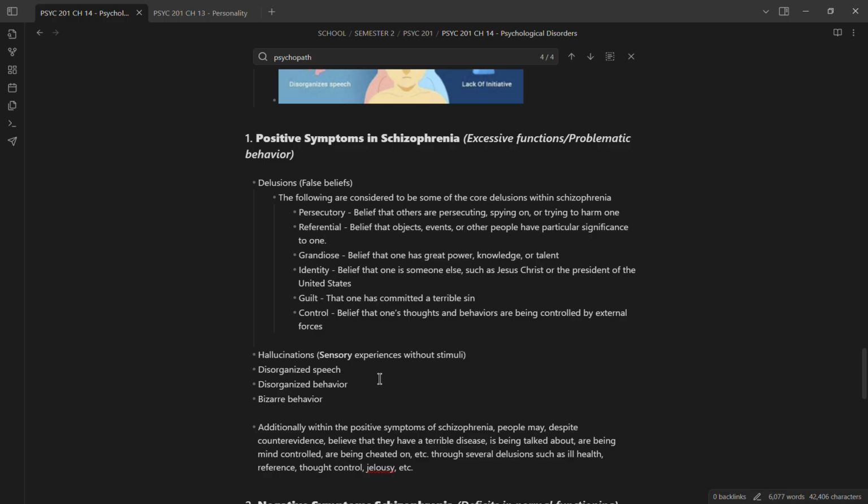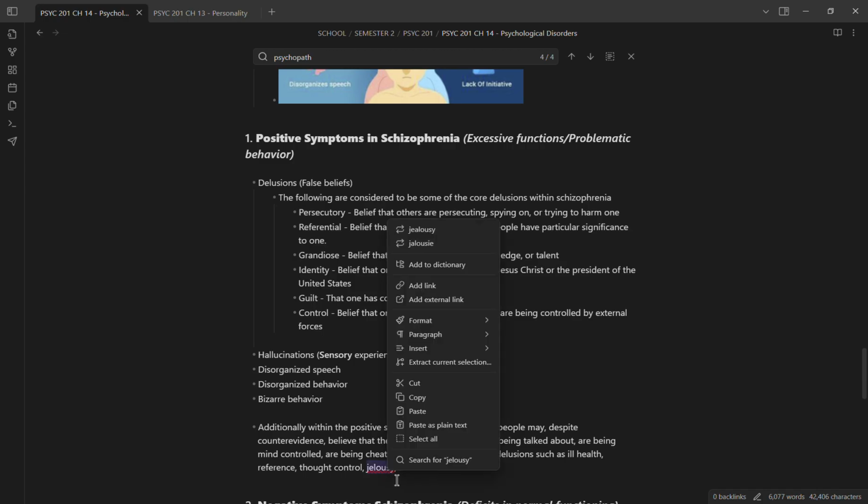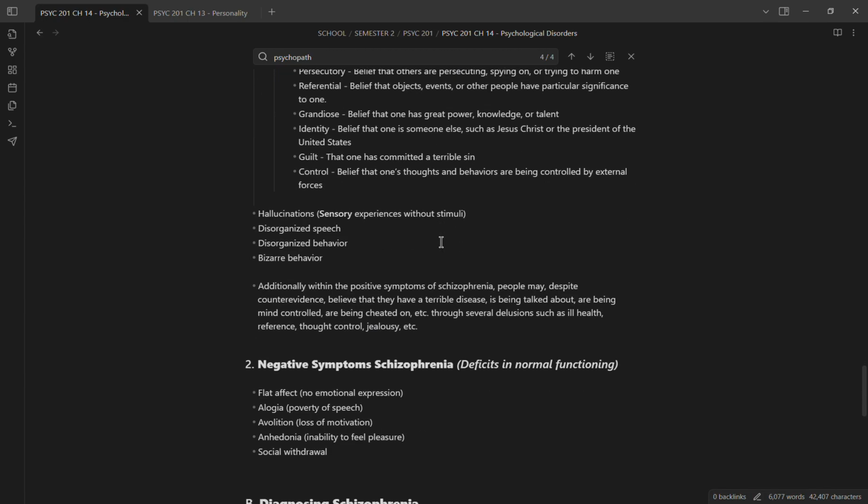These are all hallucinations. Additionally, with positive symptoms, people may think, despite counter evidence, that they have a terrible disease, that they're being talked about, that they're being mind controlled, or being cheated on through several different delusions, such as ill health, reference, thought control. These positive symptoms, not fun.